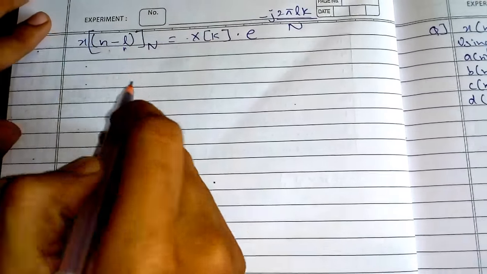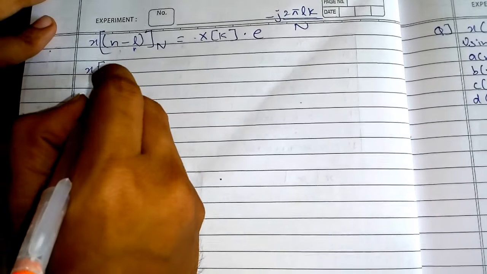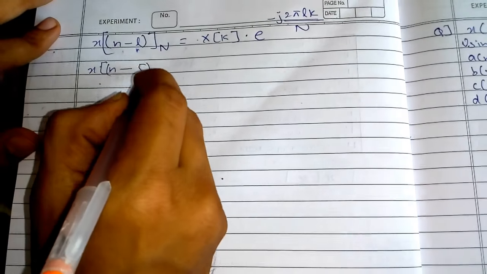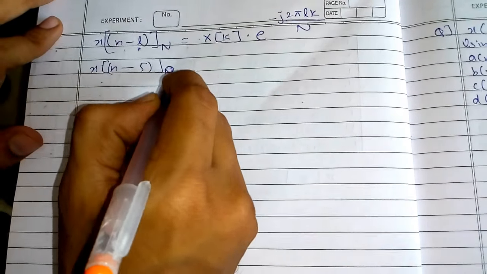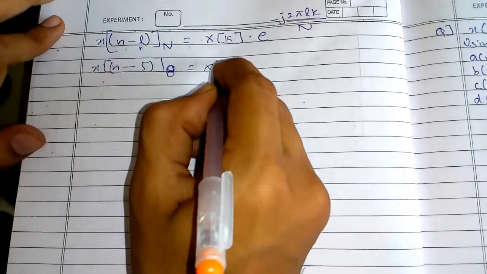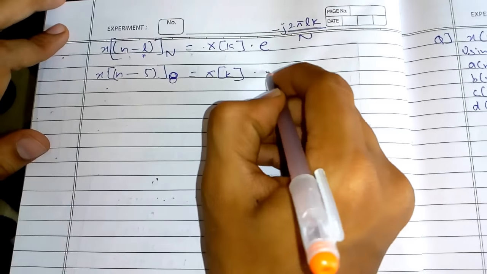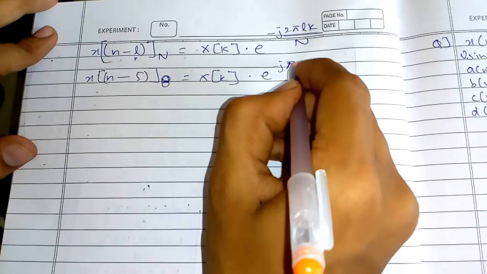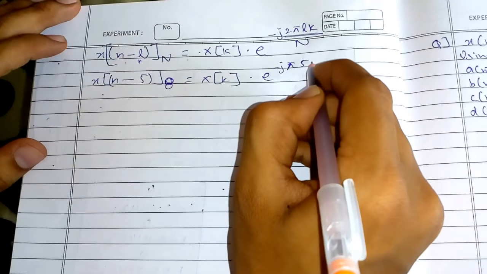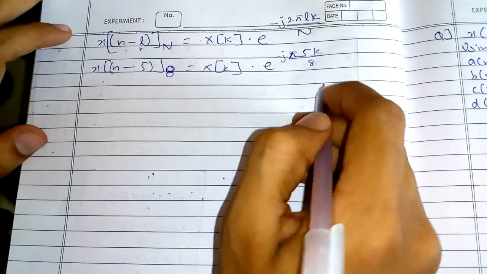So what is this L? This is the number of times that you shifted. I shifted it 5 times, right? And this capital N remains 8. It is equal to previous X of k into e raised to minus j2 pi. In place of L, I will have 5k, by in place of N, I will have 8.